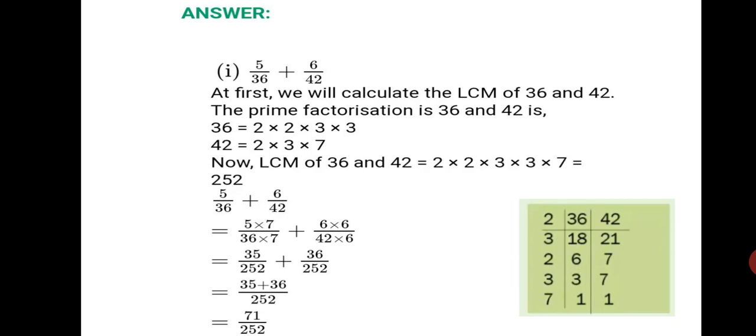If you are not able to identify in this way, you can divide and check. 252 divided by 36 will be 7. 252 divided by 42 will be 6. So those numbers you can take to multiply.